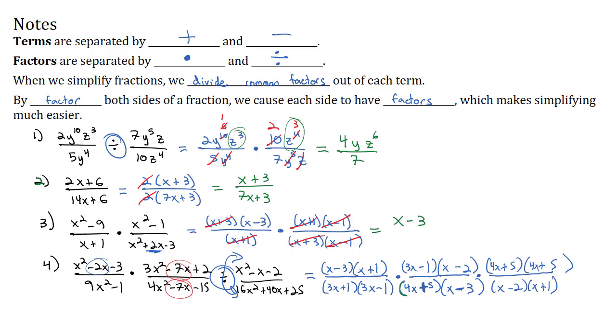And now all I have to do is see what reduces. I see the 3x minus 1 reduces. I see the x minus 3 reduces. The x plus 1 reduces. The 4x plus 5 reduces. The x minus 2 reduces.